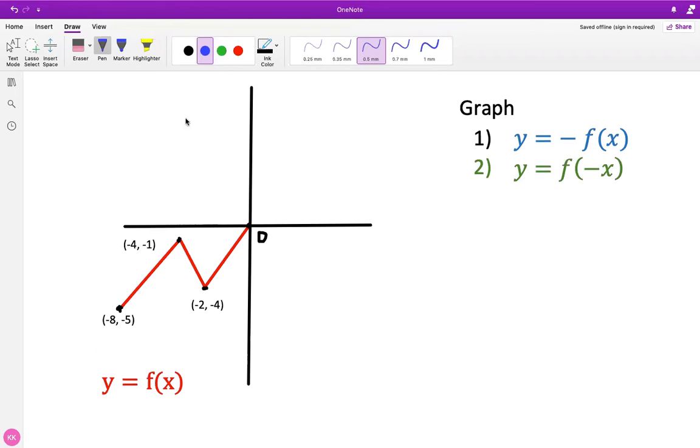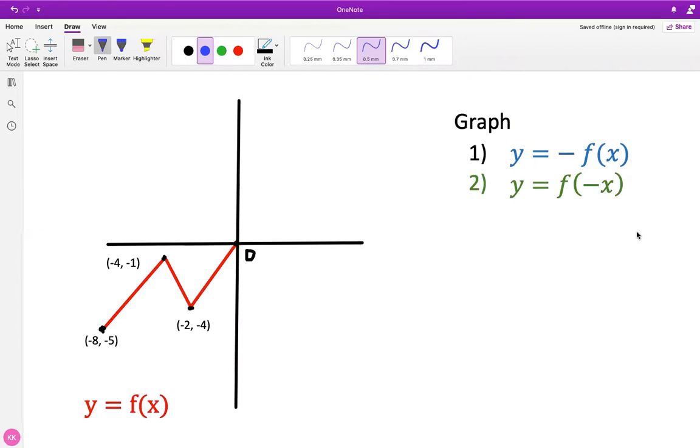I've shown you the original function y equals f of x in the red curve, and I want to graph y equals negative f of x and also y equals f of negative x. I will give you some time to think about this question. Remember where the reflection occurs. Please pause the video and try this out. Make sure you try this out before you proceed.